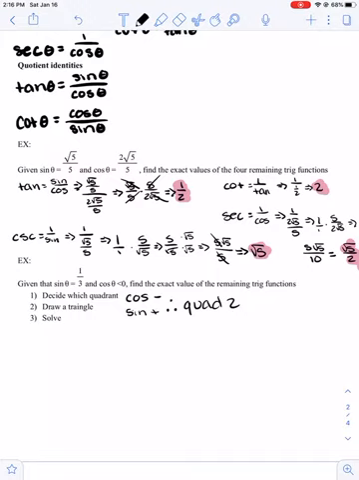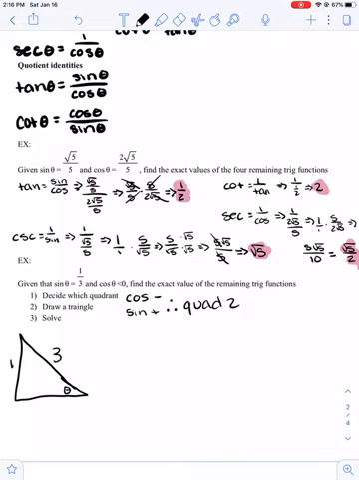So now we're going to draw a triangle knowing that we're in quadrant 2. So here is our triangle, theta, because this would be quadrant 2. That's how our triangle looks in quadrant 2. And then we already know sine equals 1/3. So I'm going to say the opposite over the hypotenuse.